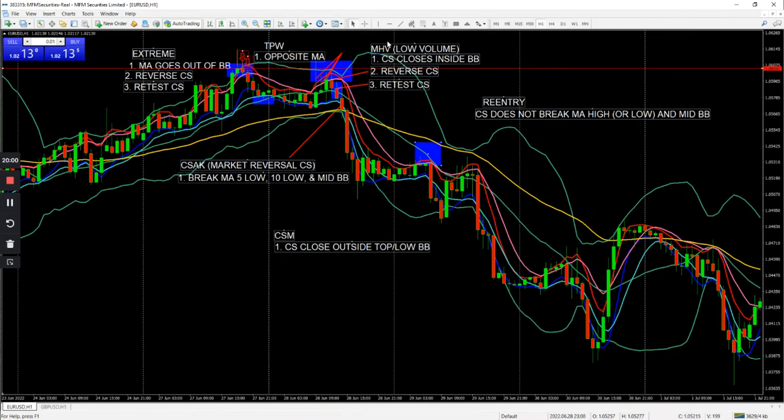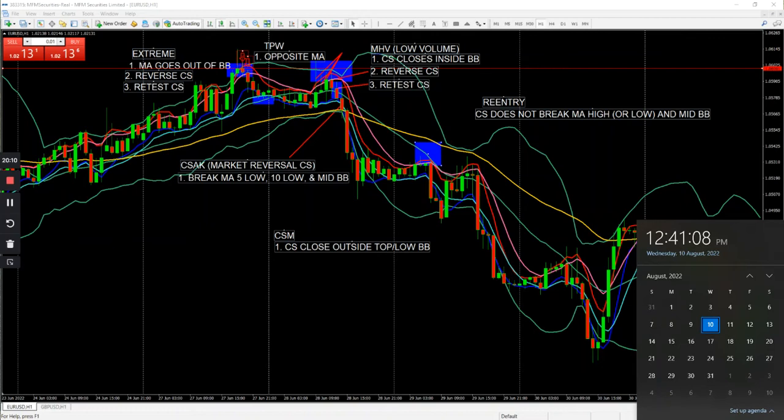Return is very high, but you can see this is 27th June. The signal came on Monday. The high risk entry came on Tuesday. The safest entry came on Wednesday, and 30th June on Thursday.